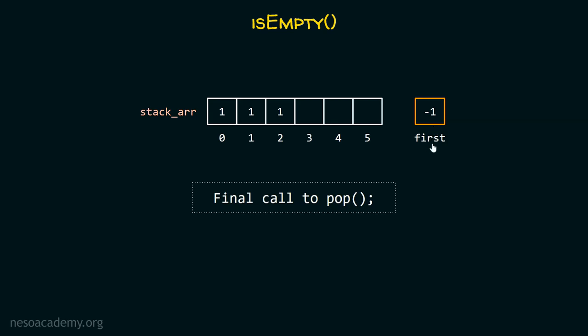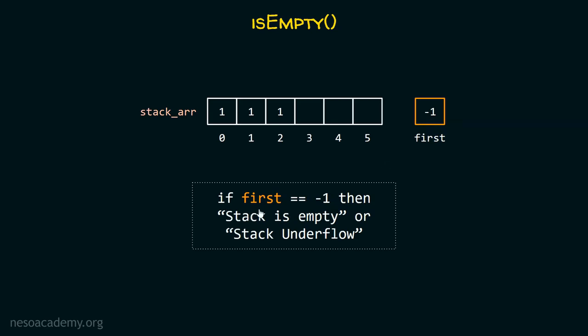Okay. So first variable behaves like a top variable only. Isn't that so? It is no different than a top variable. If first is equal to -1, then it indicates that the stack is empty. If first is equal to -1, then stack is empty or stack underflow.